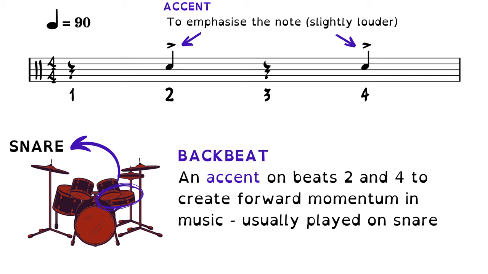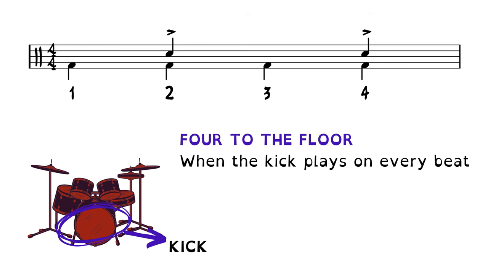The next most important part of the drum kit is the kick. Adding the kick really grounds the groove and gives a sense of where the start of the bar is. For now, we'll just play the kick on every beat, and this is called 4 to the floor.